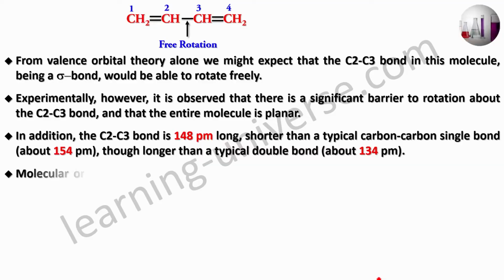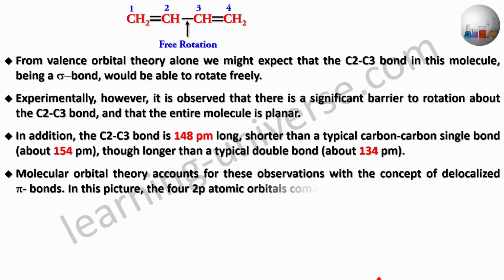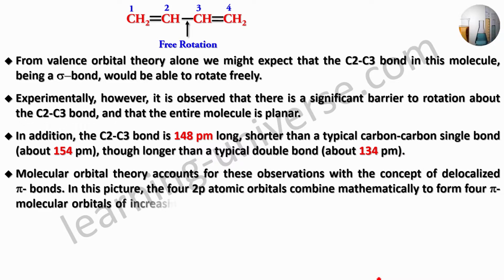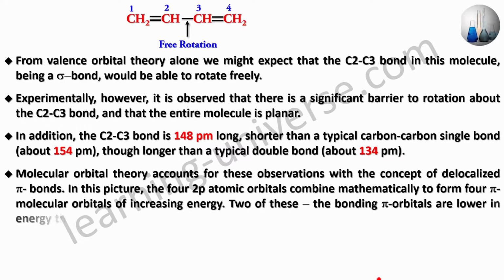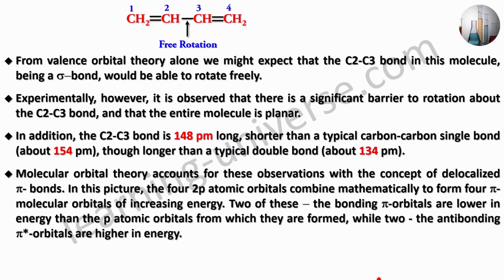How much is single and how much is double, we can always find out mathematically once we know the actual bond length and the bond lengths of a single bond and a double bond. But the idea is that it's not necessarily exactly in the middle. Molecular orbital theory accounts for these observations with the concept of delocalized pi bonds. Now in this picture, the 4 2p atomic orbitals will combine mathematically to form 4 pi molecular orbitals of increasing energy. 2 of these, the bonding pi orbitals, are lower in energy than the p atomic orbitals from which they are formed, while 2, the antibonding pi star orbitals, are higher in energy.